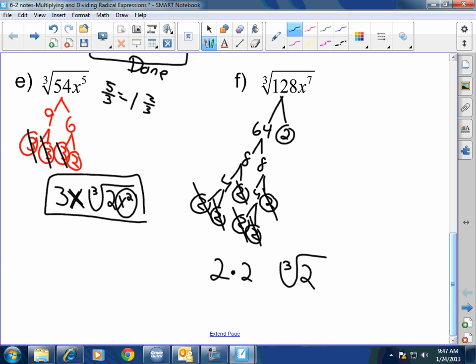Awesome. Now, how much is 7 divided by 3? X squared. And what's left over? X. Because 3 goes into 7 2 equal times, but there's 1 left over. So my total answer here is 4x squared cube root of 2x.